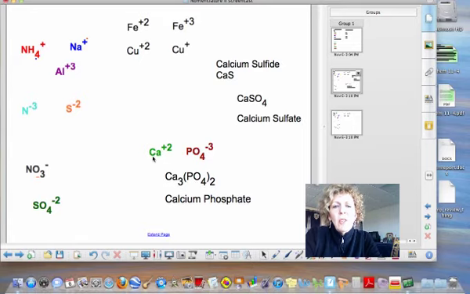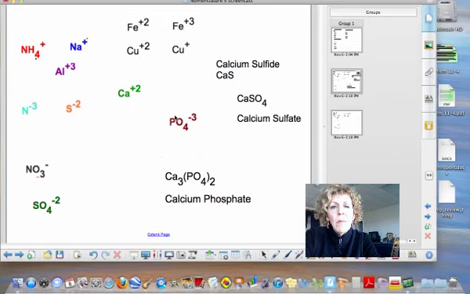So I would need a total of 3 of these, and I'd need a total of 2 of these to make +6 and -6, and that's what I see here. I don't need a parentheses around the calcium because it's just a single cation, so I need 3 of those. But I do need a parentheses around my polyatomic ion because I'm saying I want 2 of the whole phosphate polyatomic ion itself.